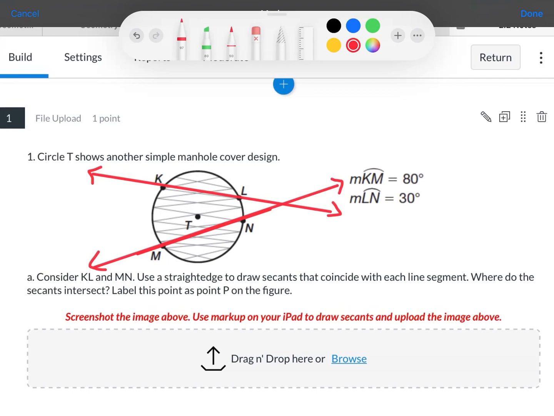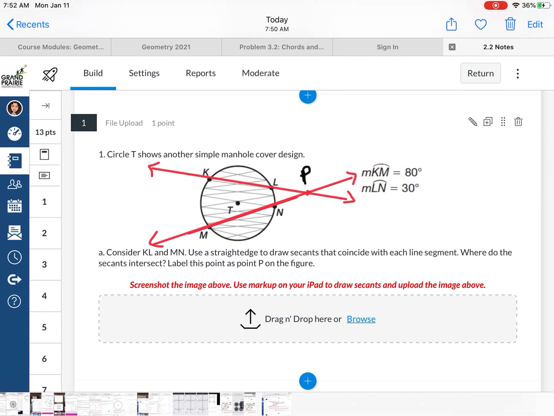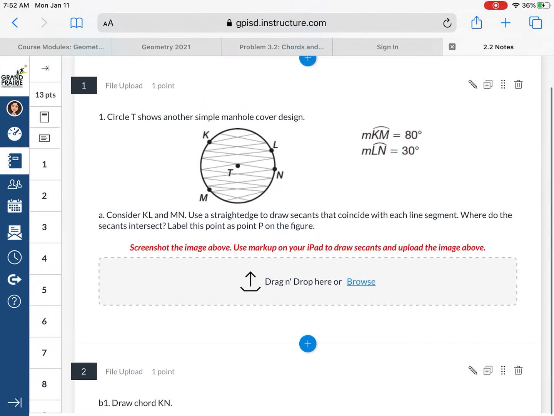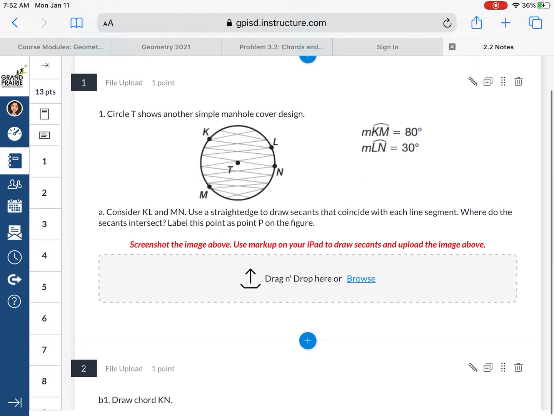And remember, secants, like I said, go into the circle and out the other end, and they intersect at this point right there, and they want us to call that point P. Okay? Where do they intersect? They intersect at point P. So we're going to click done, and go ahead and upload that picture. Moving on to question 2 here, if it allows me.